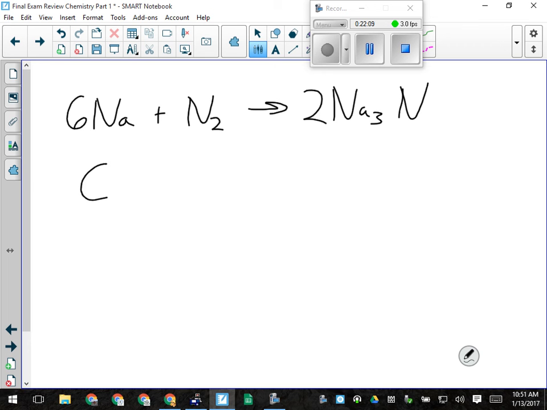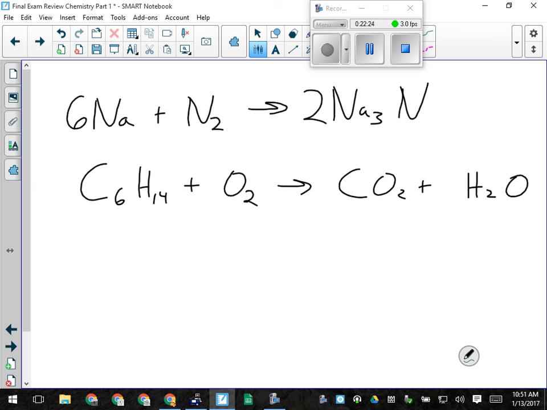So if we have C6H14, reacting with, all right, with oxygen, I'll leave a little space there. That's going to give us carbon dioxide and water. What do I balance first in a combustion reaction? Yeah, I balance alphabetically, right? So I balance carbon first, and 6 is an even number. So I also have to apply the second rule for combustion reactions, which is the rule of 2.